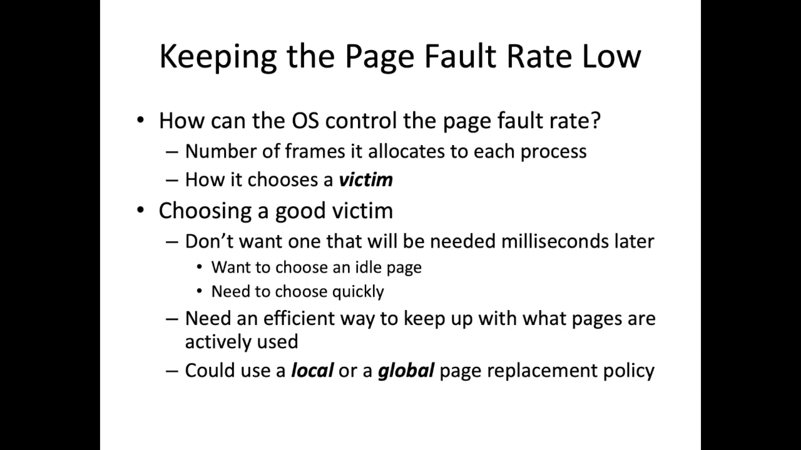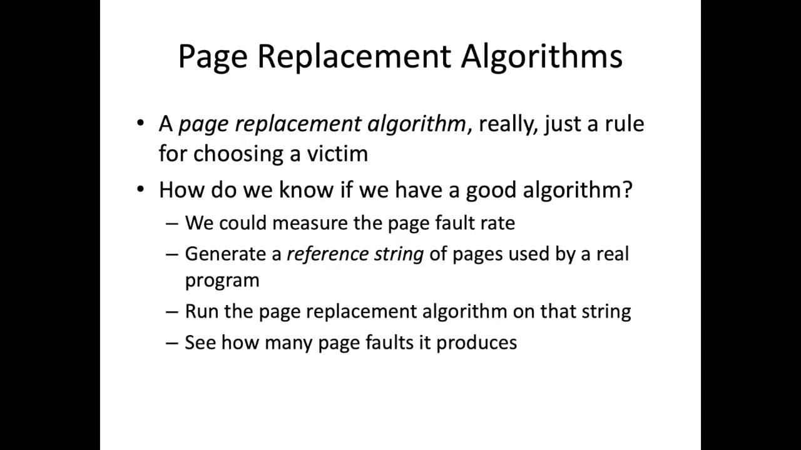So choosing a victim page, like I tried to say, is one of the most important things the OS can do to try to keep the page fault rate low. And we've got a name for that. Sorry, I messed up the slides there. The policy that the OS uses to choose a victim is called its page replacement algorithm. And it's really just the policy of which victim you select.